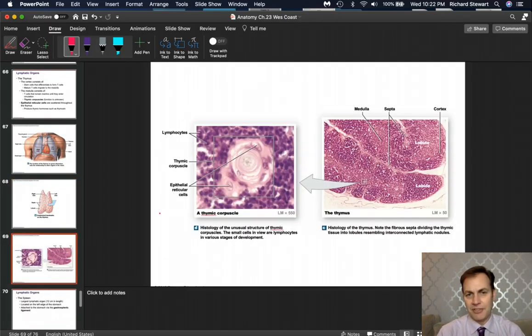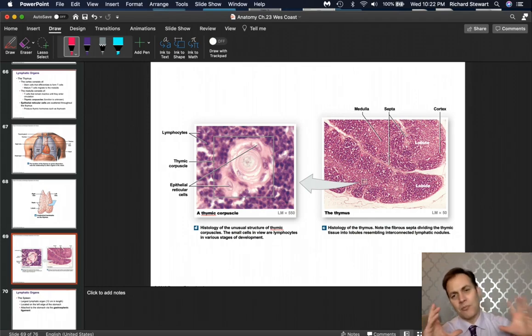Split it open, you can actually see it has a whole bunch of T cells and they're maturing. They're learning to differentiate, to recognize things that are not part of the body. That's all.